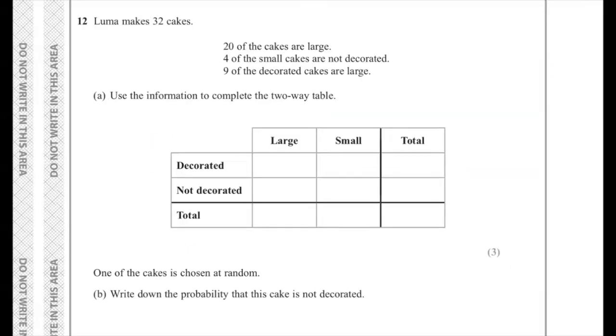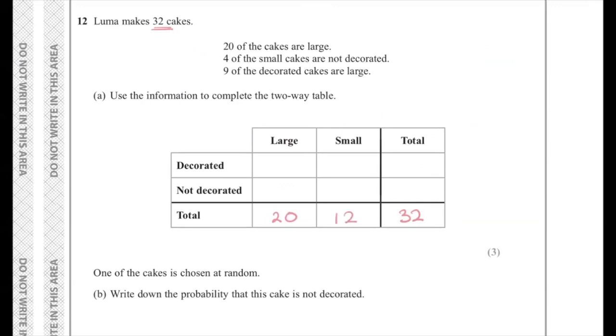Okay, so Luma makes 32 cakes. We've been given some information, and we're going to use it to complete the two-way table. Now, 32 is really the first number they've given us, and it's going to go here as our grand total. 20 cakes are large. Now, if I wanted to, I could stop right there and work out this missing value. If the total's 32 and I've got 20 large, I must have 12 small.